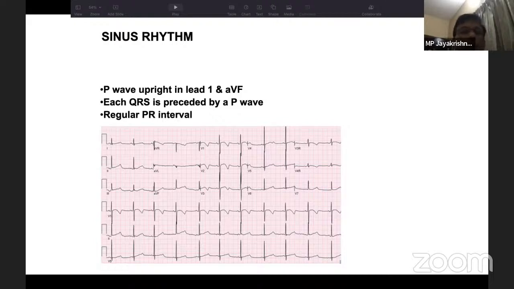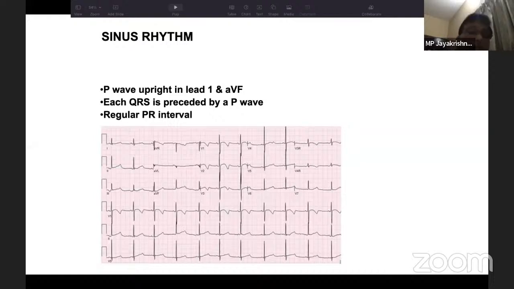So for that, three things we need to look at. One is whether there is a P wave preceding each QRS complex. That is one thing. Each QRS complex should be preceded by a P wave. That is the most important thing. Then the P wave has to be upright in lead 1 and AVF.